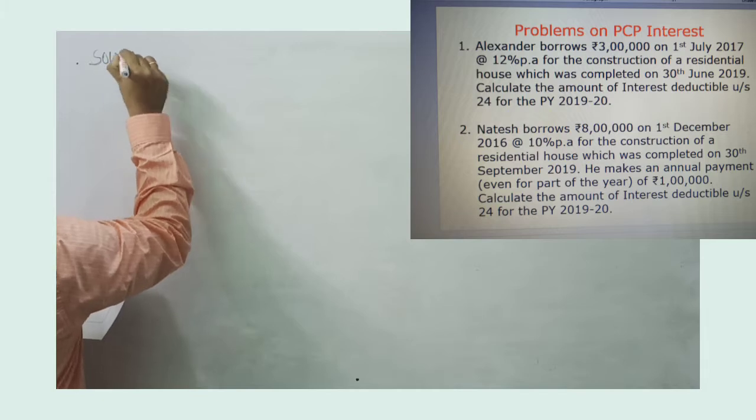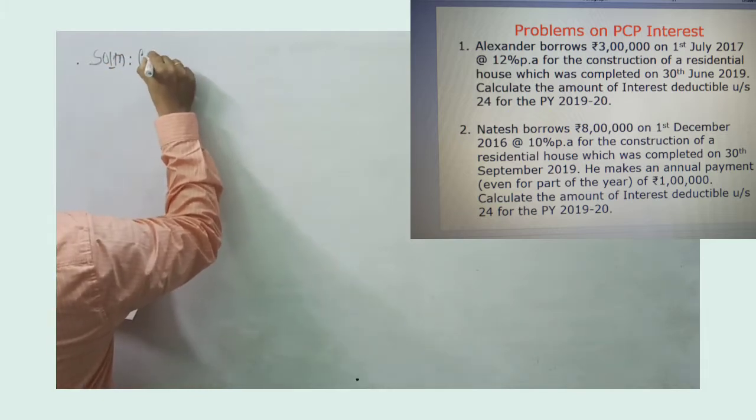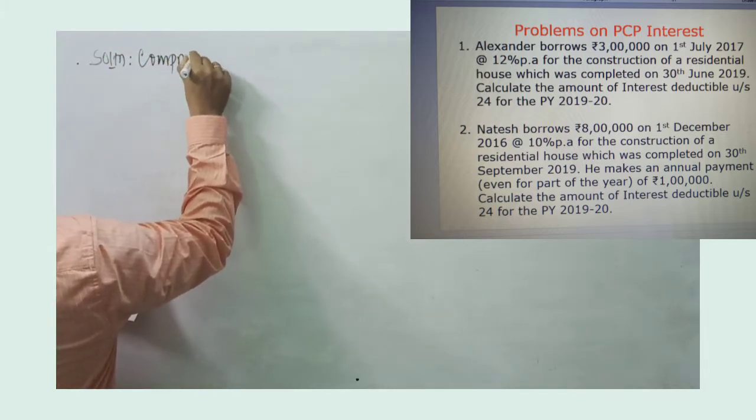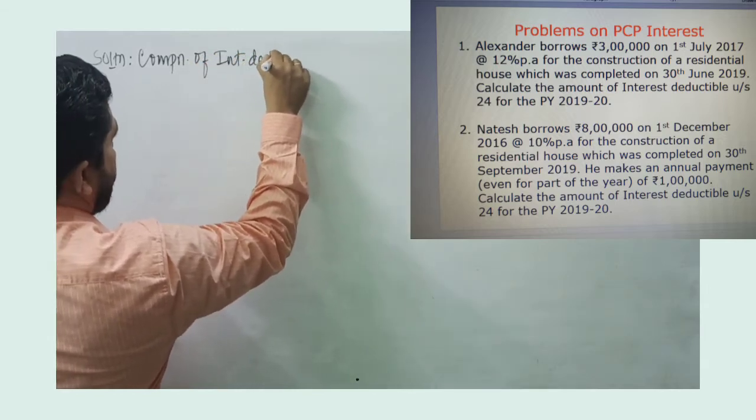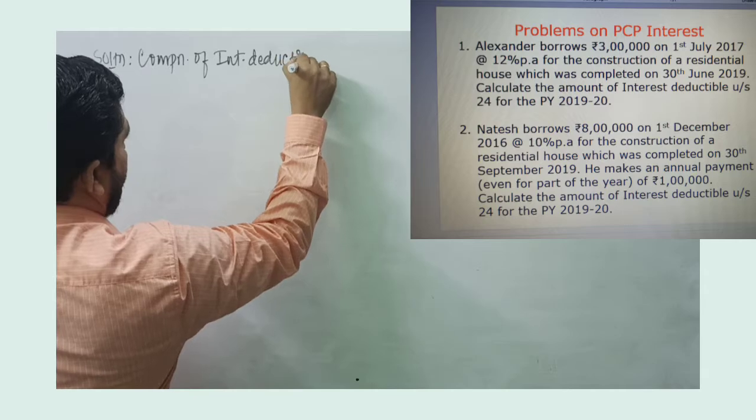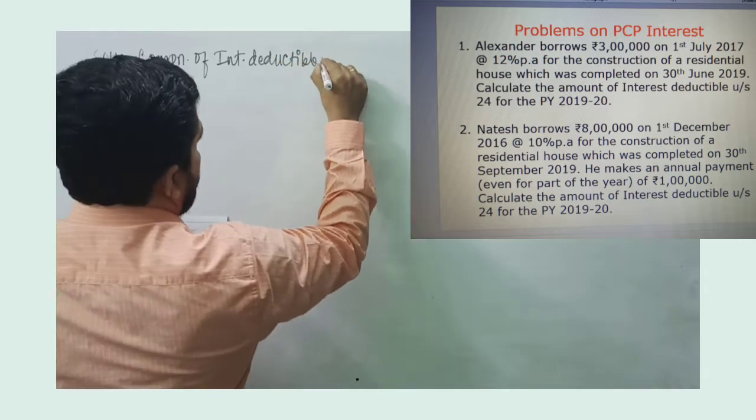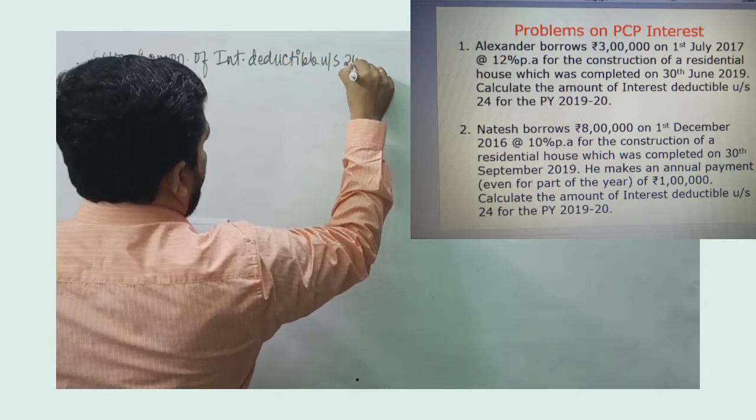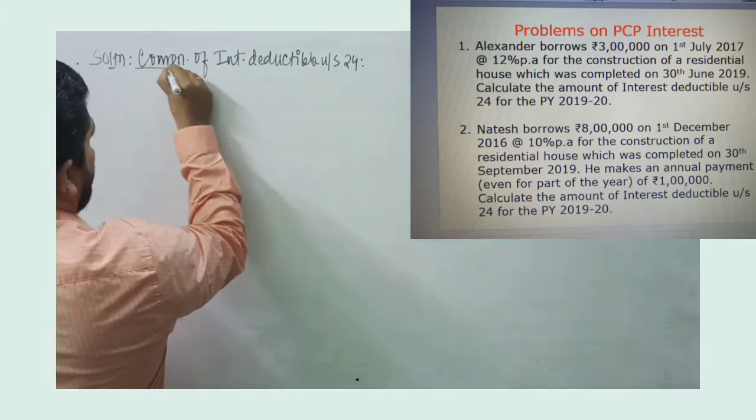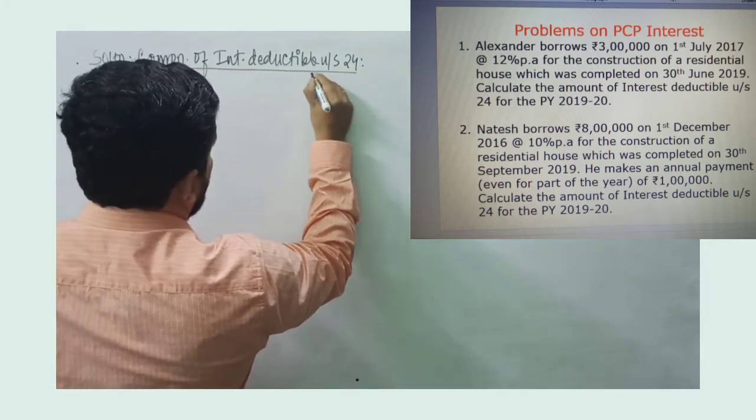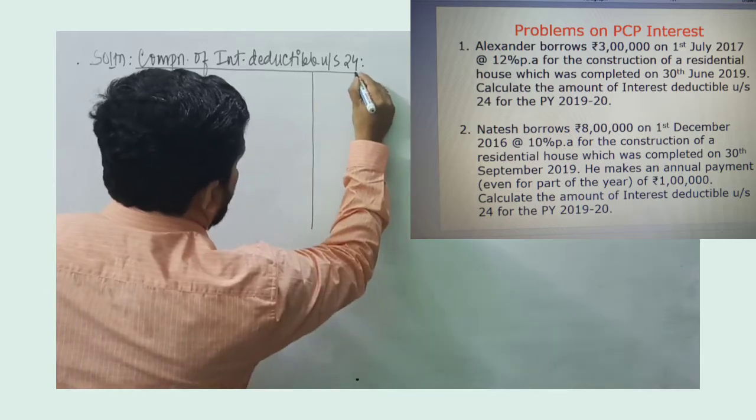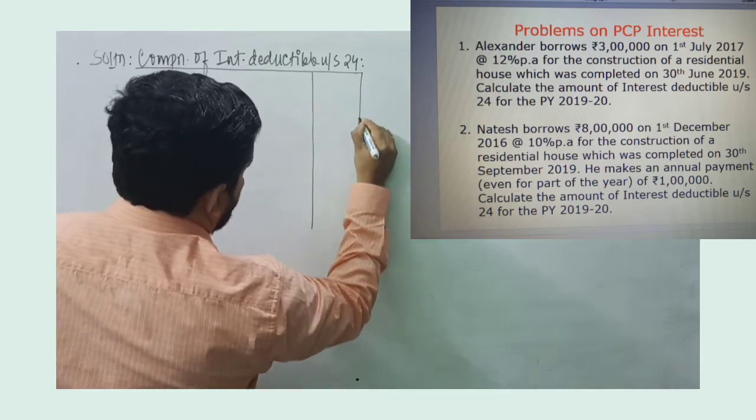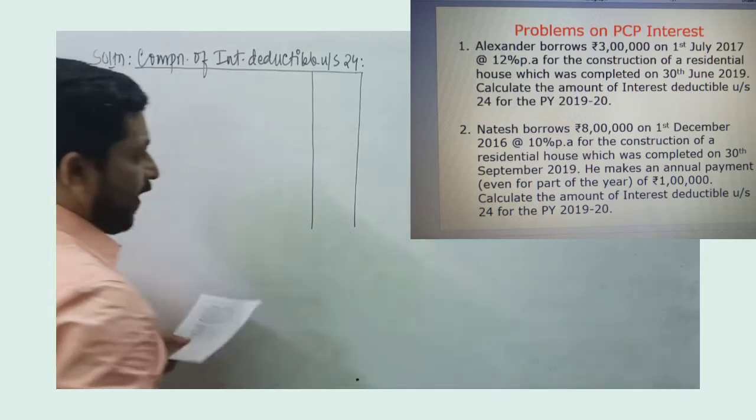Solution. I will record computation of interest deductible under section 24. Computation of interest deductible under section 24. So I'll just prepare one amount column for the calculation of interest.